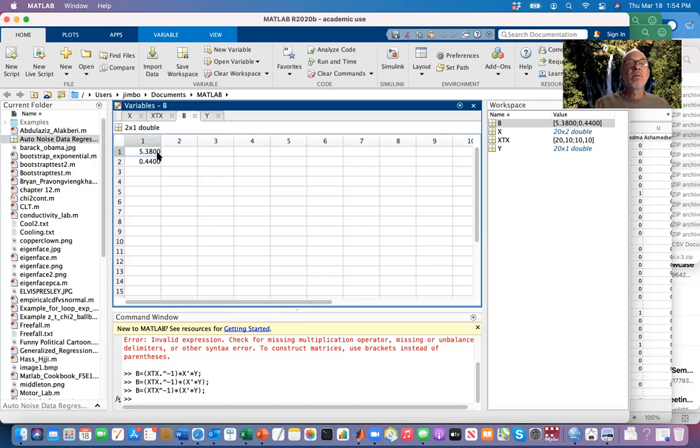Now, if you notice, 5.38 is actually the mean of our control group. And then the plus 0.4400 is the difference in the mean of our experimental group and the control group. So if I take 5.38 and add 0.44, I get 5.82, and that's the mean of the experimental group. So beta gives us the means of our two groups. And we know in regression that our regression line will go through X bar, Y bar of the two groups.